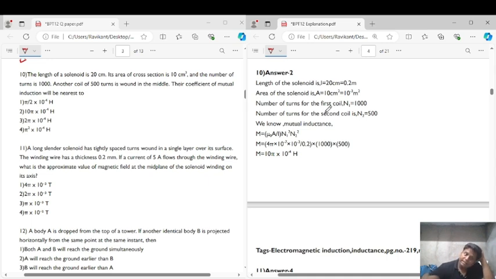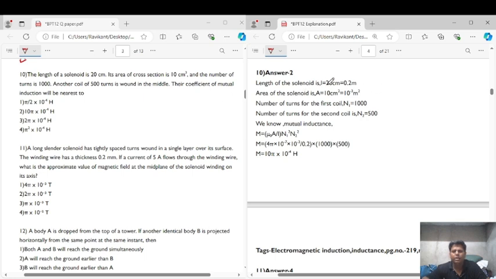Question number 10 says that the length of a solenoid is 20 centimeters. The area of cross section is 10 centimeter square, and the number of turns is 100. Another coil of 500 turns is wound in the middle. Their coefficient of mutual induction will be nearest to.